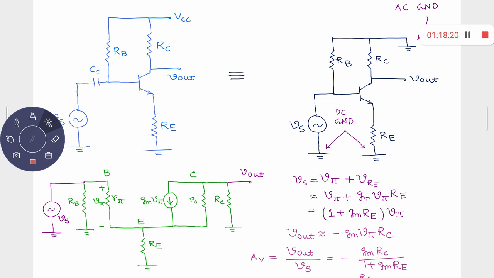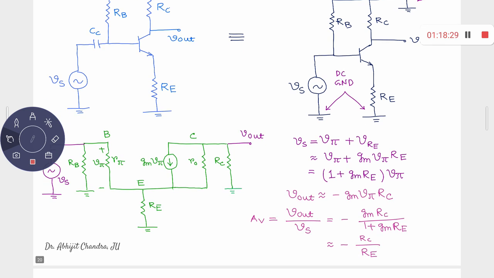Then you take the ratio Vout upon Vs. Vs is equal to (1 plus gm RE) times V pi, and Vout is equal to minus gm times RC. If you take the ratio, Vout upon Vs comes out to be minus gm RC by (1 plus gm RE). So you have gm in the numerator as well as in the denominator. Even if there is a change in the temperature or some other change in the environment, this gain is much more stable.